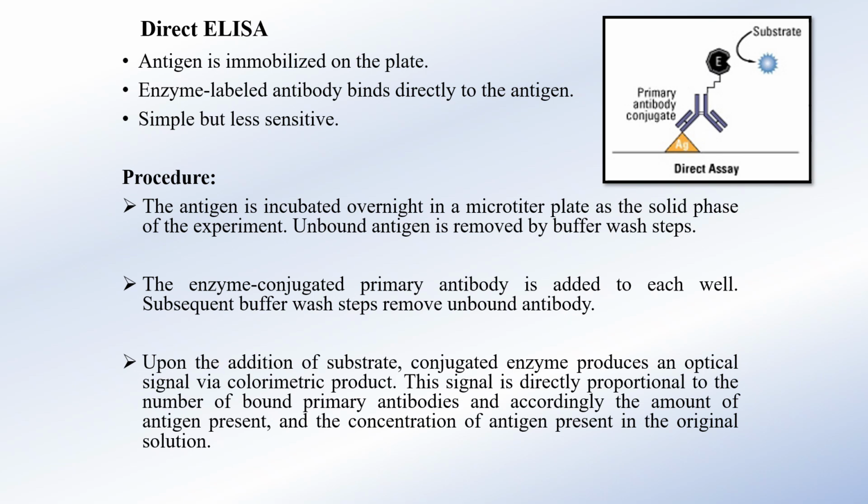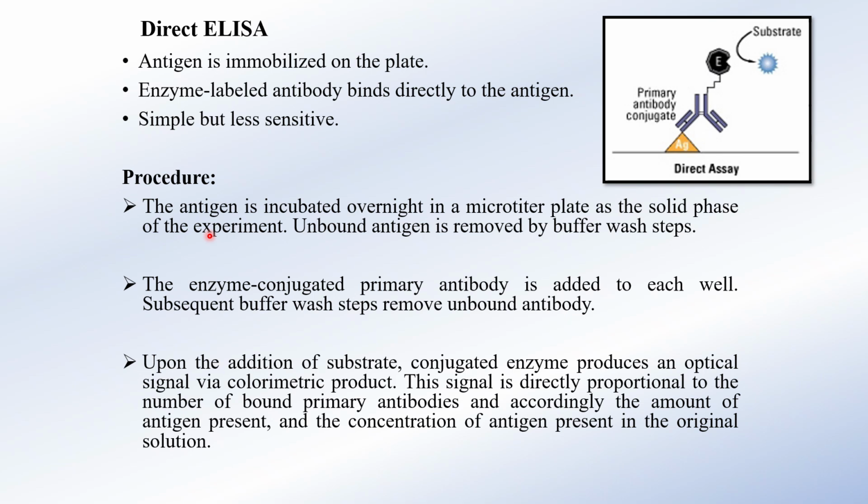First type, that is direct ELISA. Here the antigen is immobilized on the plate and then the enzyme labeled antibody binds directly to the antigen. This technique is simple, but it has less sensitivity.